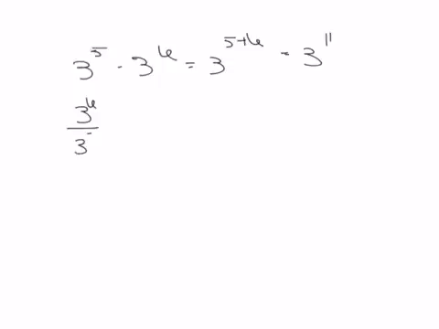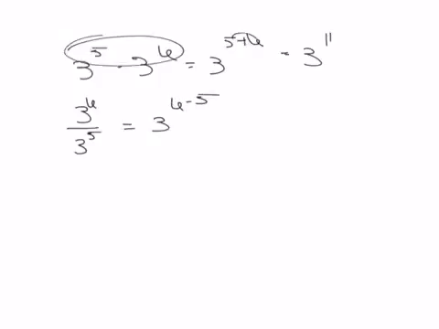Alright, so if we have 3 to the 5th times 3 to the 6th, in order to multiply those, the base numbers have to be the same. It doesn't matter what the exponents are as long as the base numbers are the same. And then that equals the base number, and we add the exponents. So that's one of the rules that you know. Another rule you know is if you have 3 to the 6th over 3 to the 5th, again the base numbers have to be the same, and that equals 3 to the 6th minus 5.